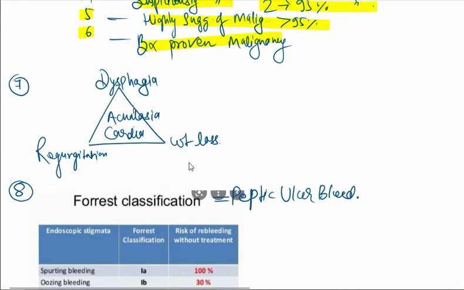Next one, achalasia cardia. Achalasia cardia also has a triad: dysphagia, regurgitation, and weight loss.